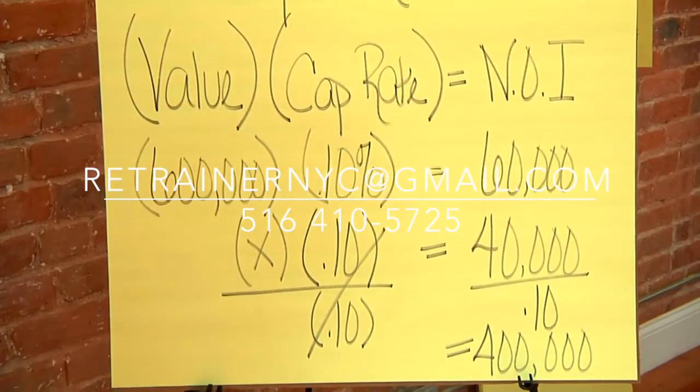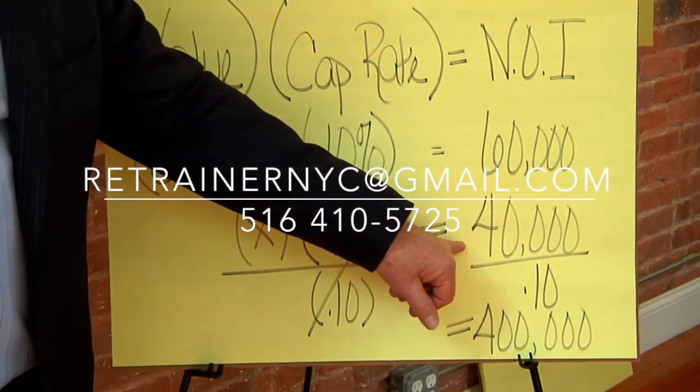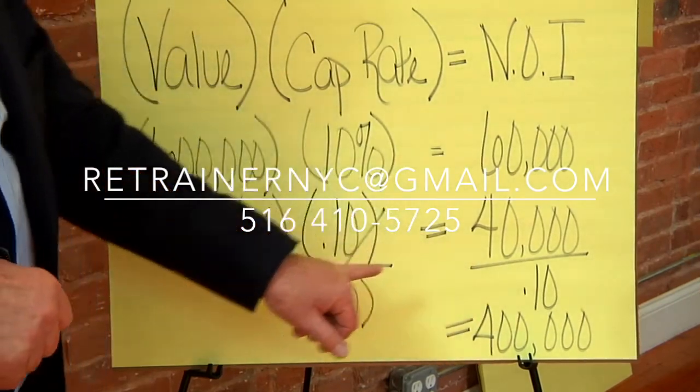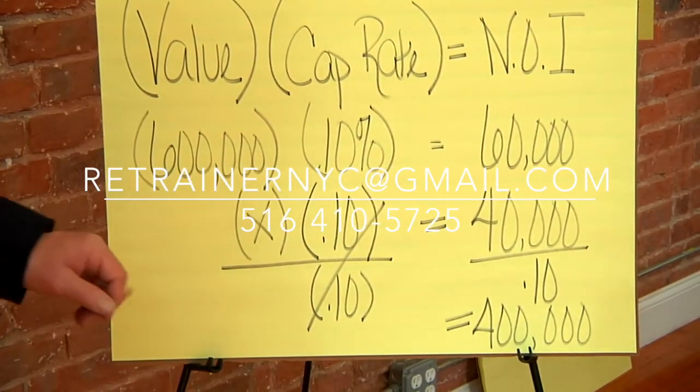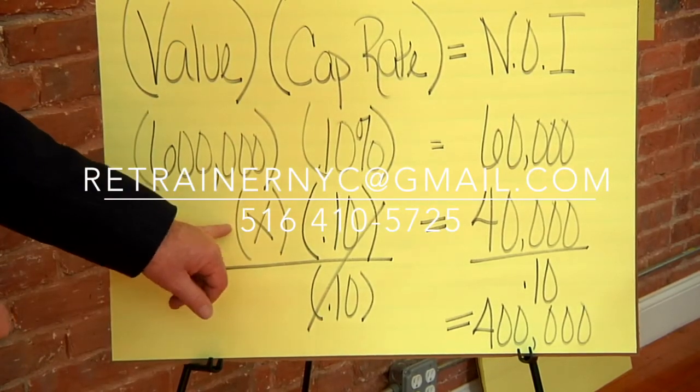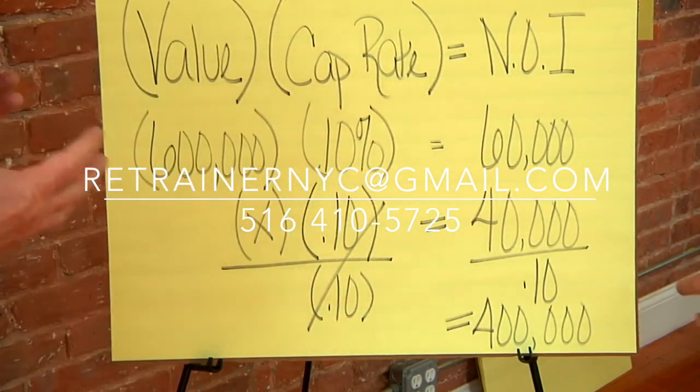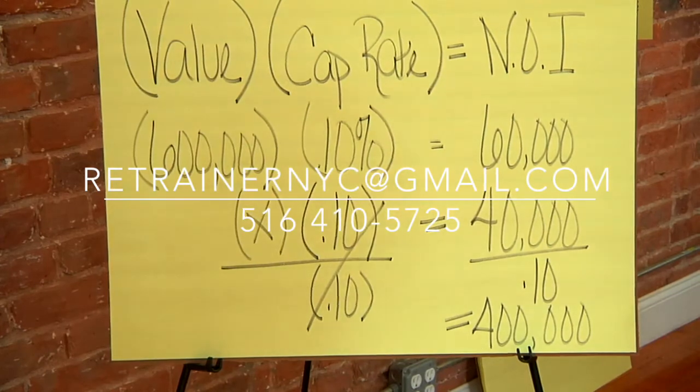Okay? We reversed the numbers. We switched them around. We said, what if Jim wants to buy a building with a net operating income of $40,000? He wants to make a 10% rate of return on his invested capital. Obviously, the question is, what should I pay for the building? And again, this is third grade math. We reviewed that, okay? How do we solve for the unknown?